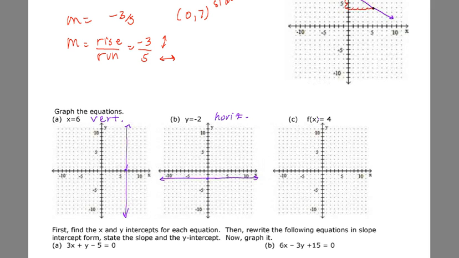How do we interpret this? f of x equal 4. Remember, f of x and y are interchangeable, so that's just like saying y equal 4. It's a horizontal line. Where do I draw the horizontal line? At the number 4.